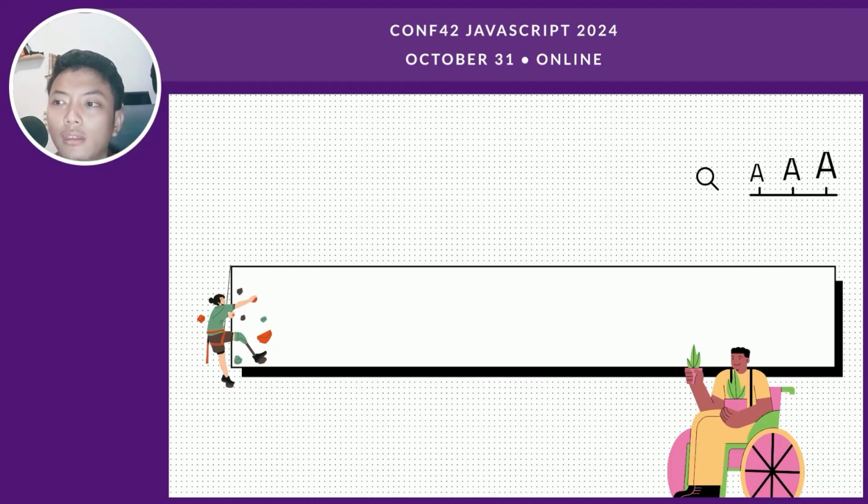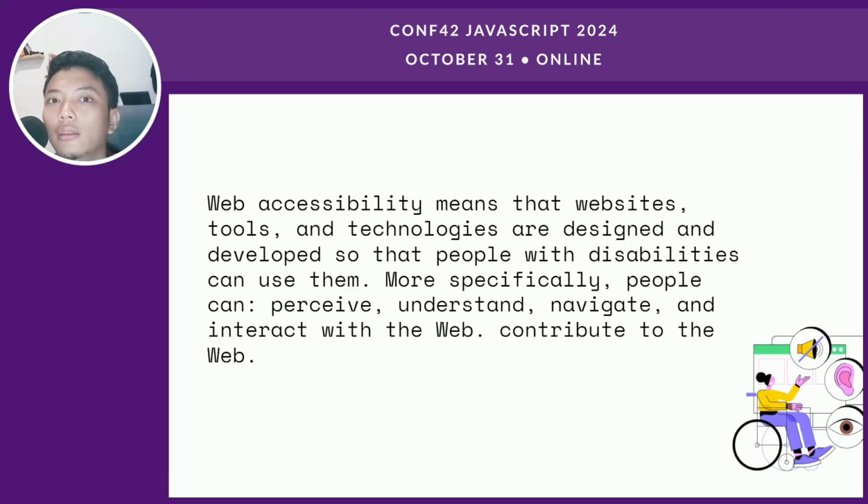So when it meets the web, web accessibility is when you tool, design, and develop your website so that everyone can access and use it, including people with disabilities. More specifically, they can perceive, understand, navigate, interact, and even contribute to the web itself.